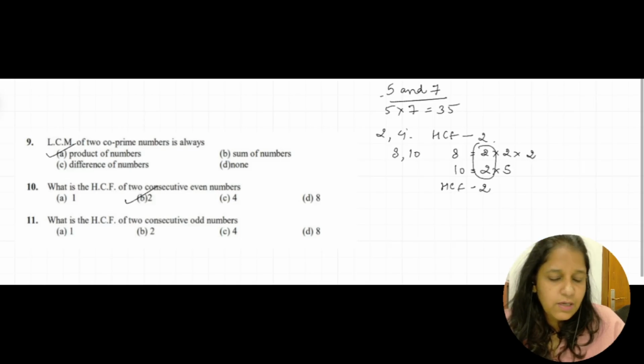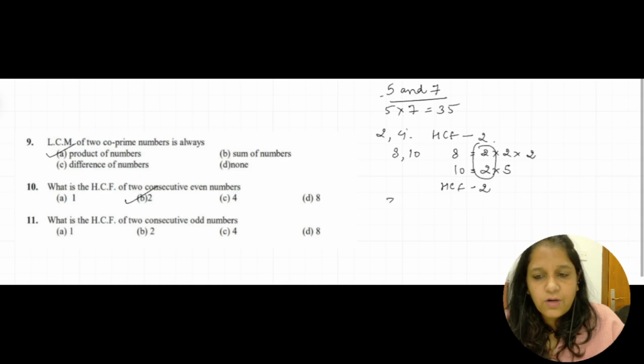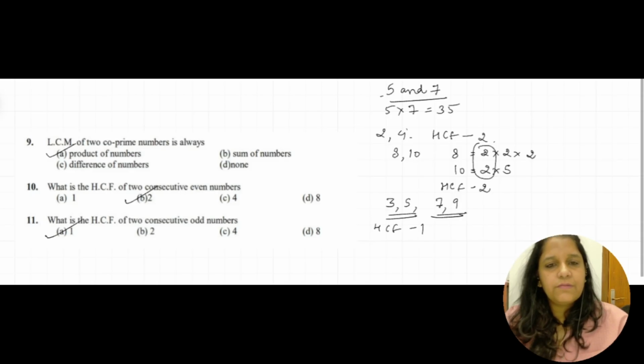Question number 11. Next question, HCF of two consecutive odd numbers. कोई भी दो consecutive odd number ले ली, like 3 and 5, 7 and 9. So इस केस में देखते ही समझ में आ रहा है कि इनका HCF क्या होगा? HCF will be equal to 1.